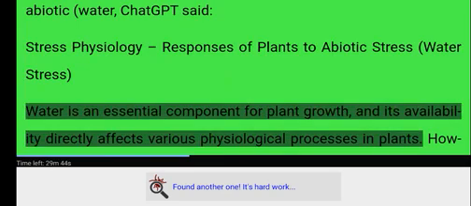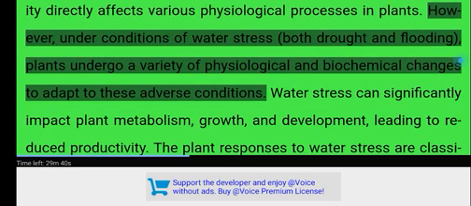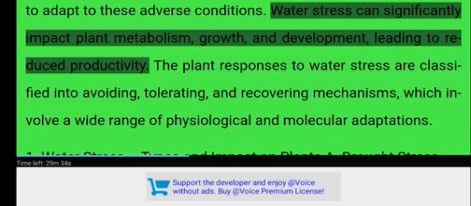Water stress. Water is an essential component for plant growth, and its availability directly affects various physiological processes in plants. However, under conditions of water stress, both drought and flooding, plants undergo a variety of physiological and biochemical changes to adapt to these adverse conditions. Water stress can significantly impact plant metabolism, growth, and development, leading to reduced productivity.